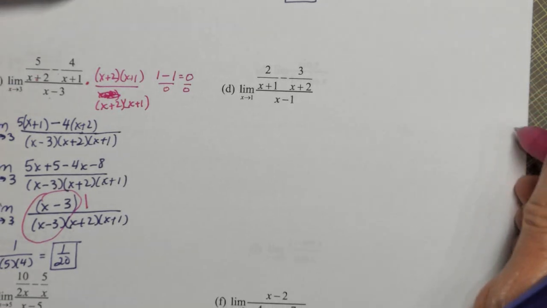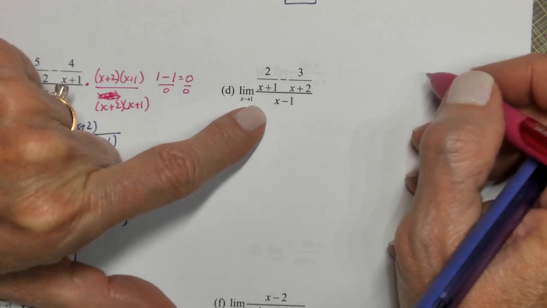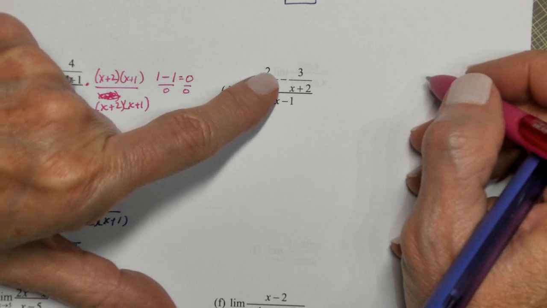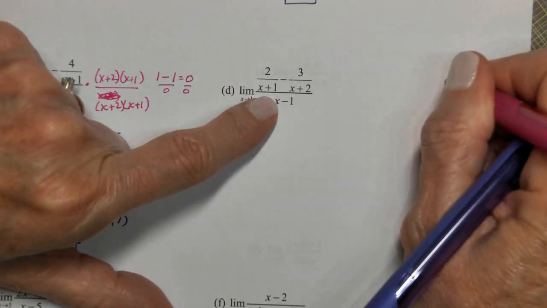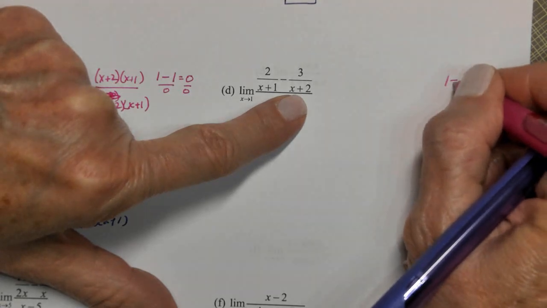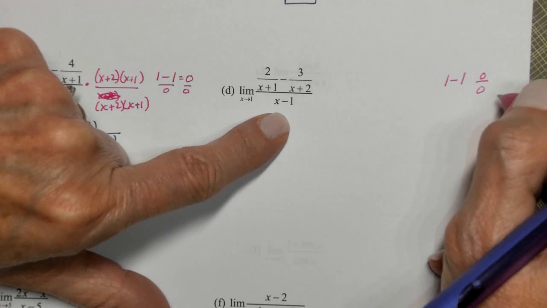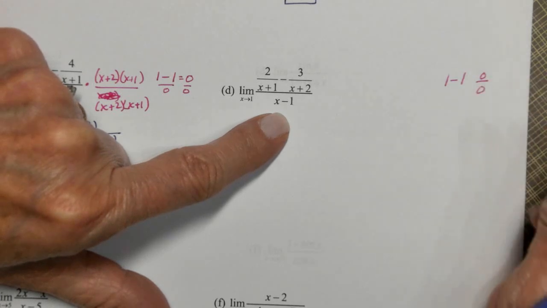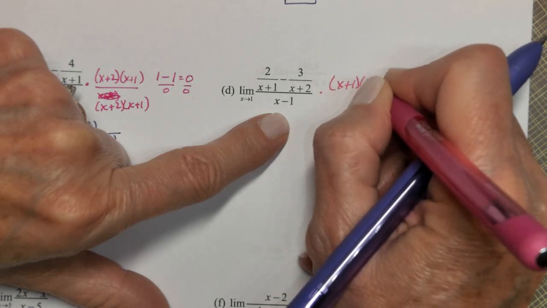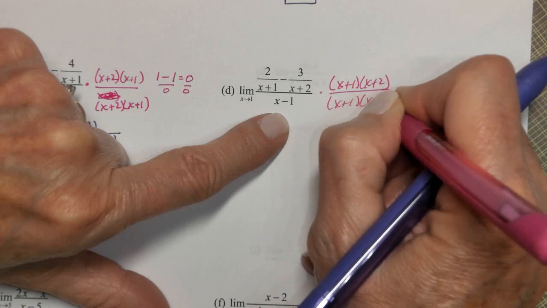So if you want to try this and then come back on your video, that would be great. Alright, plug 1 in for x, and we get 2 over 2, which is 1, minus 3 over 3, which is also 1, so we get 0 over 0. That's indeterminate, and there's a hole. Got to find the hole. We're going to multiply by x plus 1, x plus 2, divided by x plus 1, x plus 2.